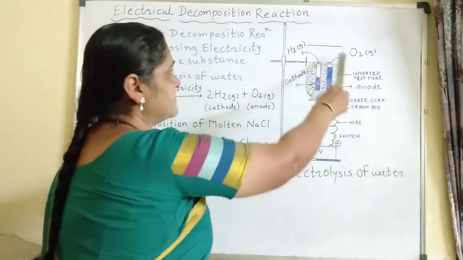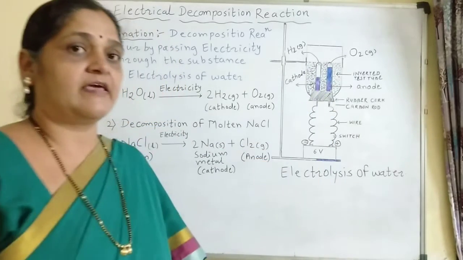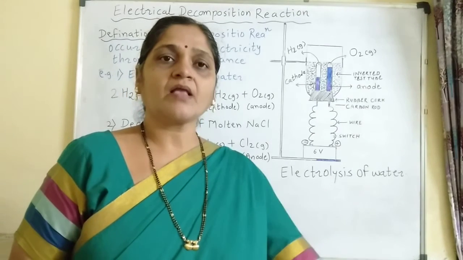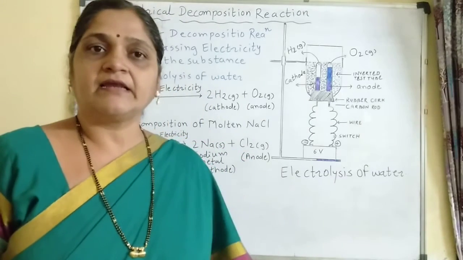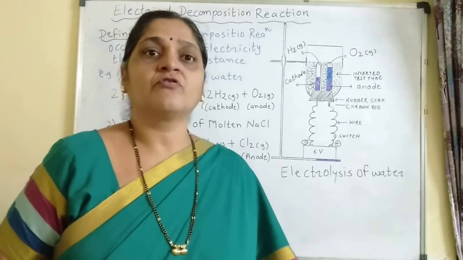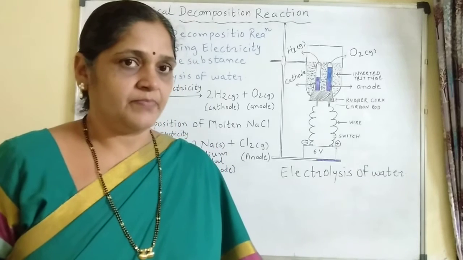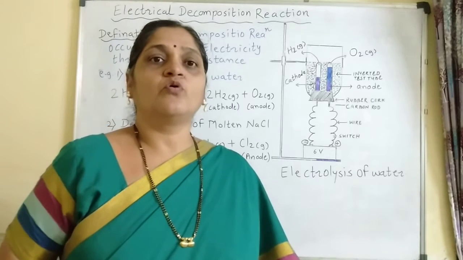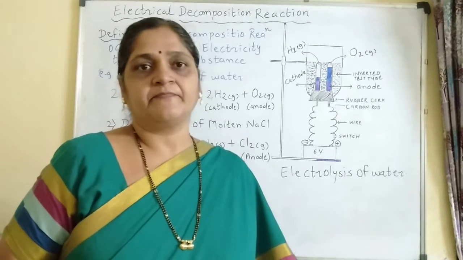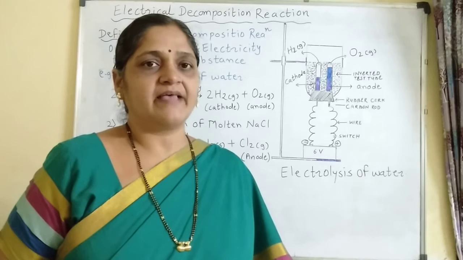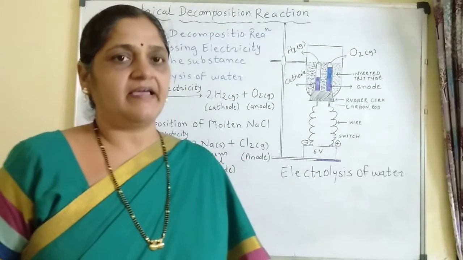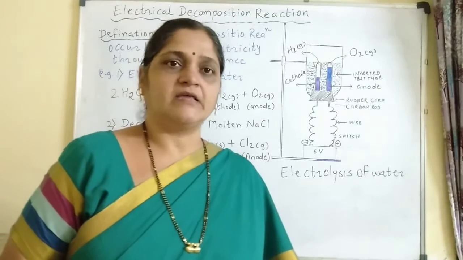Water is taken in this plastic mug. In this water we add a few drops of acid to make it properly electrically conductive. Water is a poor electric conductor, therefore electric current will not flow easily. To make water more conductive, we have to add a few drops of acid. The acid will ionize in water, and through the positive and negatively charged ions, electricity is conducted in the water.